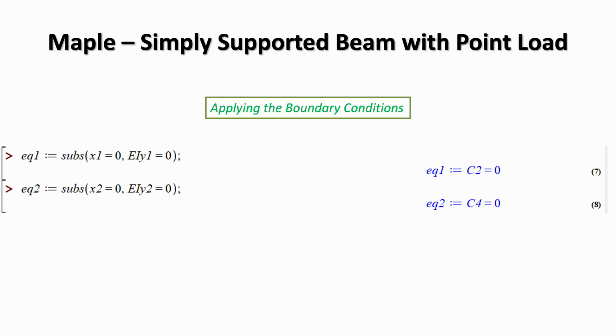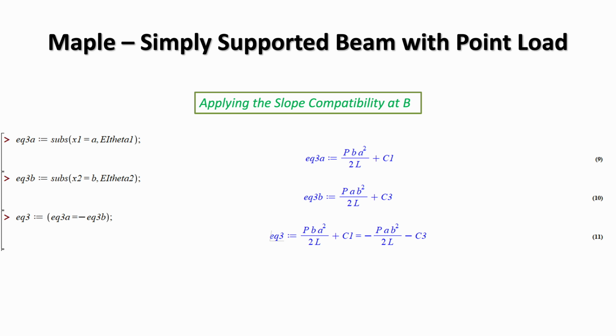As you can see, Maple simplifies these conditions automatically, and in this case it immediately shows that C2 and C4 must be 0. These are 2 of the 4 constants of integration. The remaining constants will be determined using the compatibility conditions next. On this slide, we apply the compatibility condition for slope at point B. I've done this in parts to make it easier to follow.